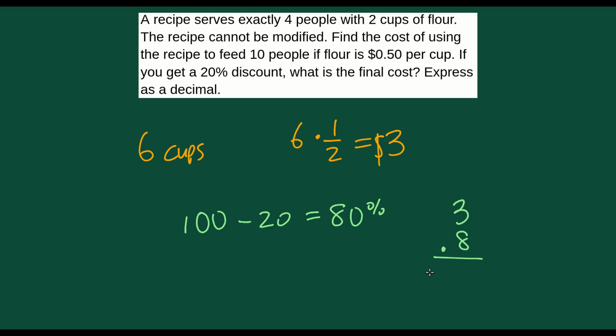3 times 8 is 24. We have one decimal, so 2.4. And remember, this is dollars, so $2.4, $2.40. And what is the final cost? Well, that's it right there. And is it in decimal form? It is. Dollars actually has a decimal right there between dollars and cents. So we are done.